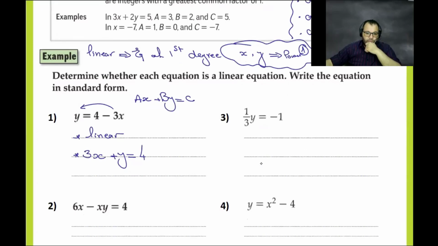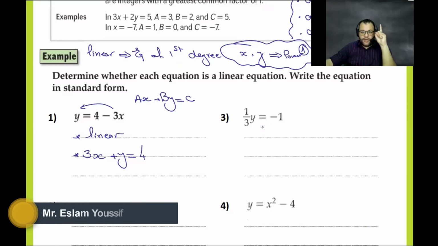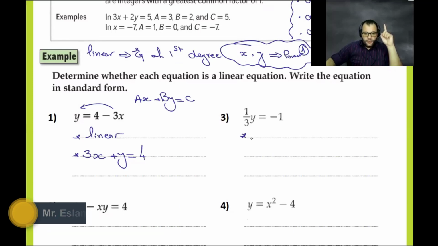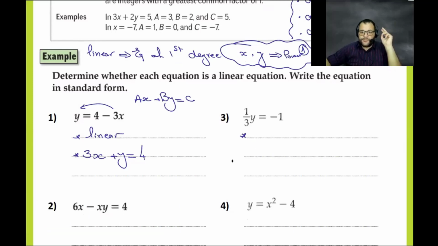Can you hear me well, mister? Question number 3. This relation is linear or not? That's my question number 1. Linear or not linear? This is not linear. Why not linear? What is the reason this one is not linear?